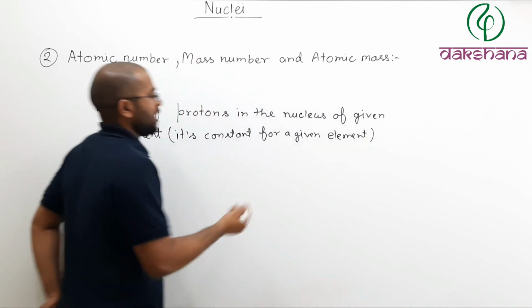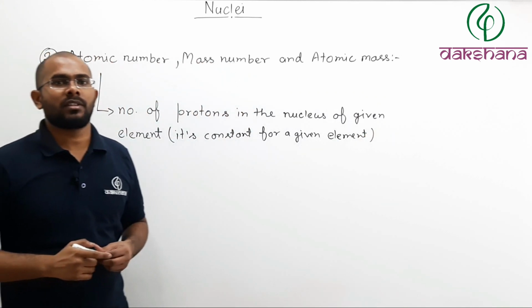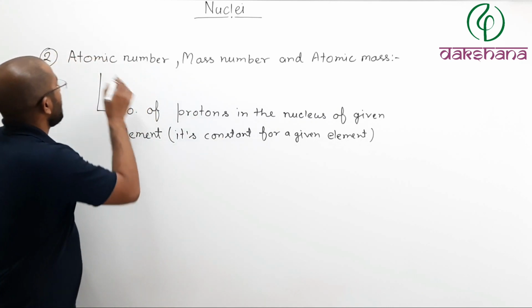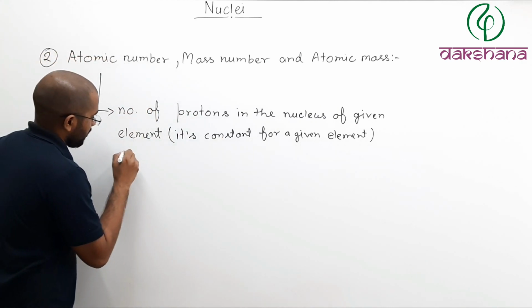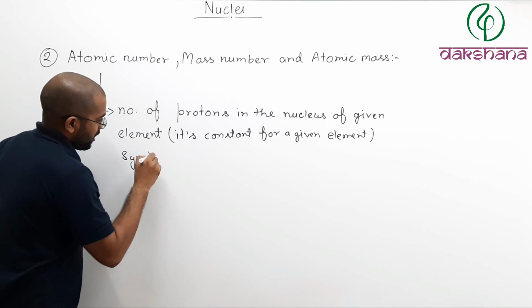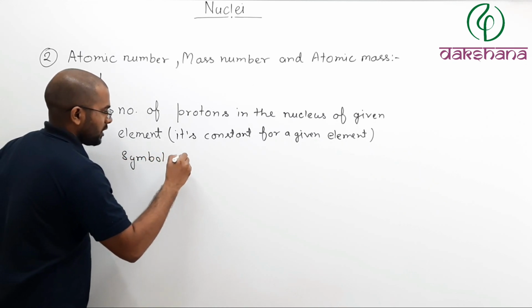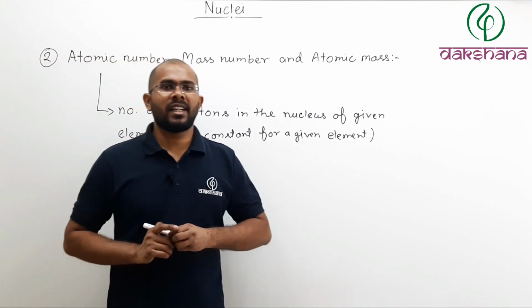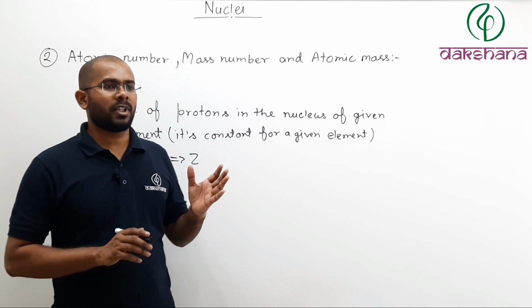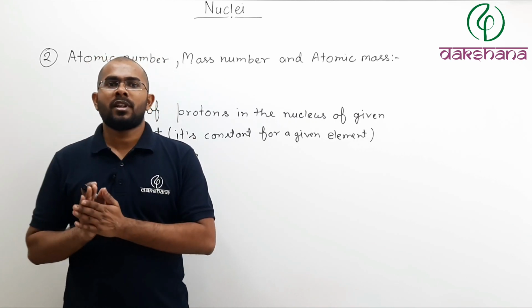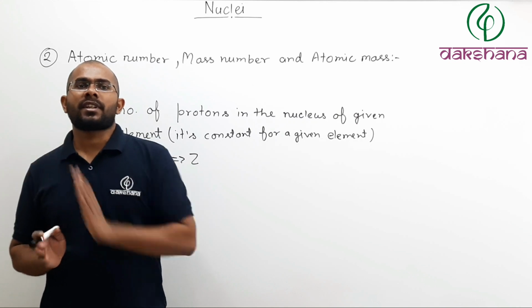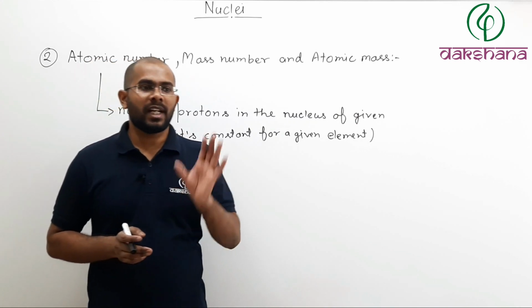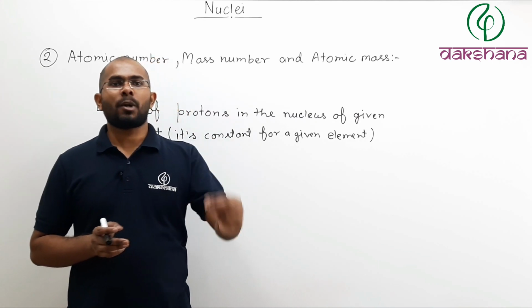Meaning, if you change your atomic number, your element will also change. And how do you symbolize atomic number? The symbol generally used is Z. If you want to write, for example, for carbon, you will write Z equals 6. So if it is written Z equals 6, Z means atomic number, you can take it as atomic number.